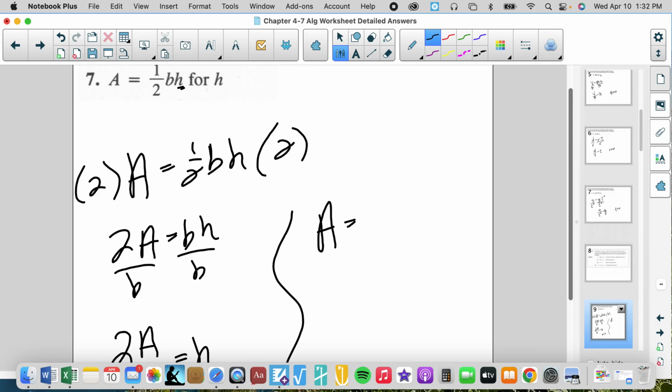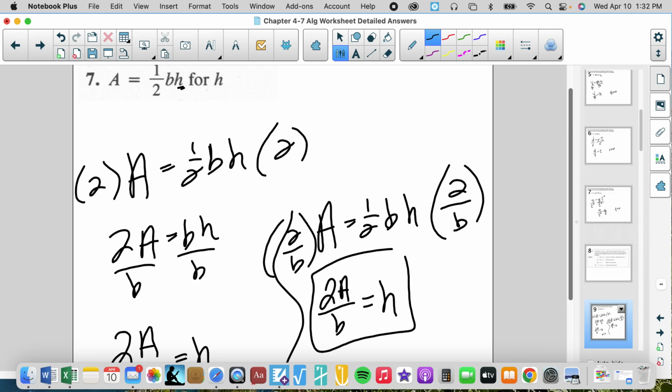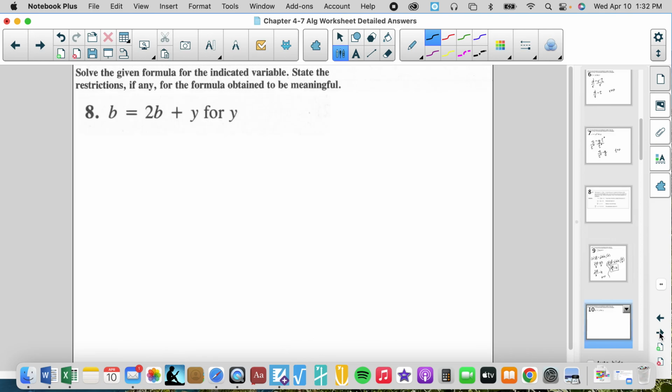You would have a equals 1/2 b times h. If you multiply by 2 over b, 2 in the numerator, 2 in the denominator, b in the numerator, b in the denominator, that is the most efficient way. 2 and a are in the numerator, b is in the denominator, and that's how you can isolate. That's sort of the high school way.